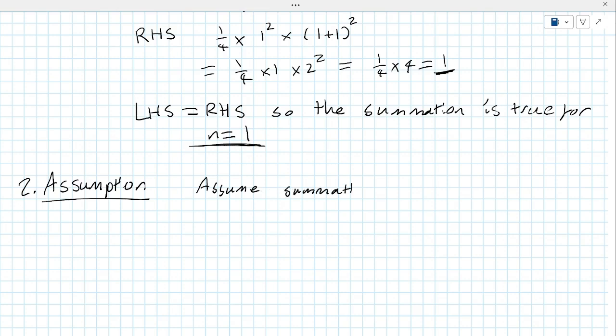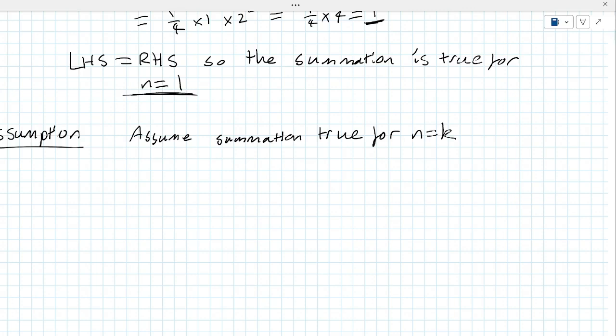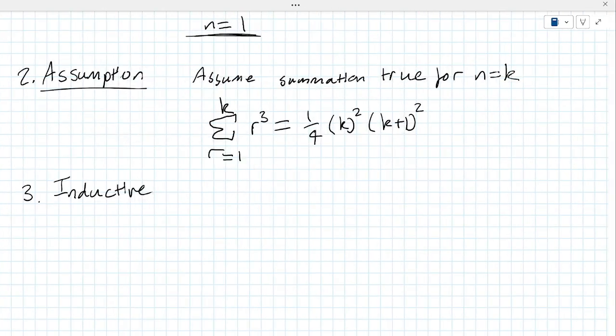So for the assumption step, we just write assume summation true for n is equal to k. So then after we would substitute n equals k into our equation. So then we would get the sum of r cubed from r equals 1 to k is equal to 1 over 4 k squared, brackets k plus 1 squared. And that is all we need to do for the assumption step. The next step is our inductive step. So this is where we actually prove our summation.